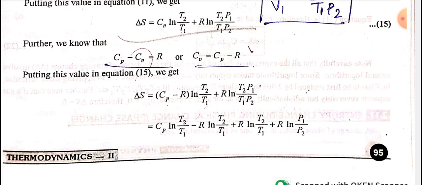Further, we know that Cp minus Cv is equal to R, so Cv is equal to Cp minus R. Delta S is equal to Cp minus R ln T2 by T1 plus R ln T2 P1 upon T1 P2, which is Cp ln T2 by T1 minus R ln T2 by T1 plus R ln T2 by T1 plus R ln P1 by P2.